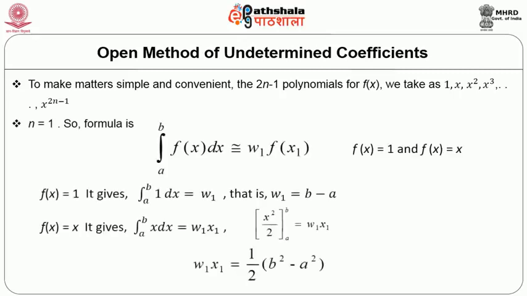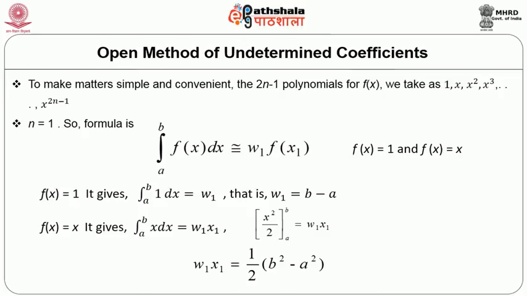In n equal to 1, the formula becomes of the form integral from a to b of f(x) dx is equal to w1 into f(x1), where there are two unknowns now, x1 and the weight w1. So we will assume this gives correct result when f(x) is 1 and when f(x) is equal to x. So let us substitute in this equation and equate both the sides. When f(x) is 1, we get integral from a to b of 1 dx is equal to w1 into function value 1. So integral from a to b of 1 dx is equal to w1.